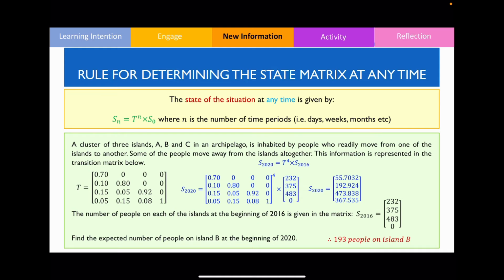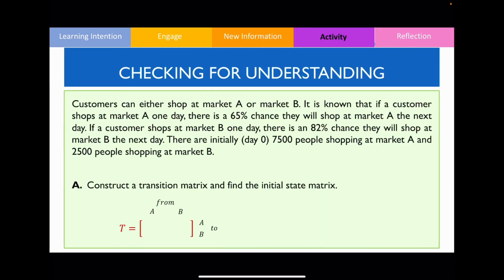As you can see, this method is a lot more effective, but please note, you should only use this method if the question doesn't give you the recurrence relations. If the question has already given you the general formula of the recurrence relations, then you're going to need to do it step by step individually. What I'd like you to do now is to answer a few questions. In this question, I want you to construct a transition matrix as well as find the initial state matrix.